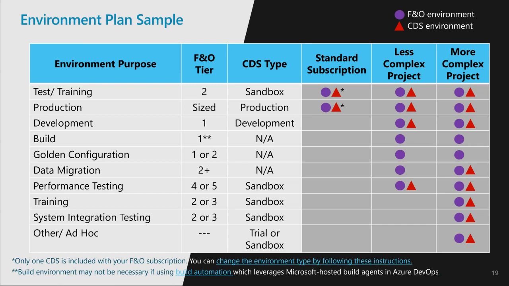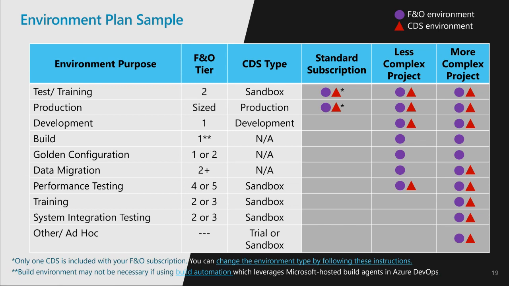For the other environments, you may need a golden configuration environment to store and move configuration across environments, a migration environment to migrate data from a legacy system, and a higher tier environment for performance testing. And if we look at the more complex project, you may need more development machines and more testing environments, or a higher tier based on the number of users and the transaction volume. Later on, we will talk more about how to choose the right tier.